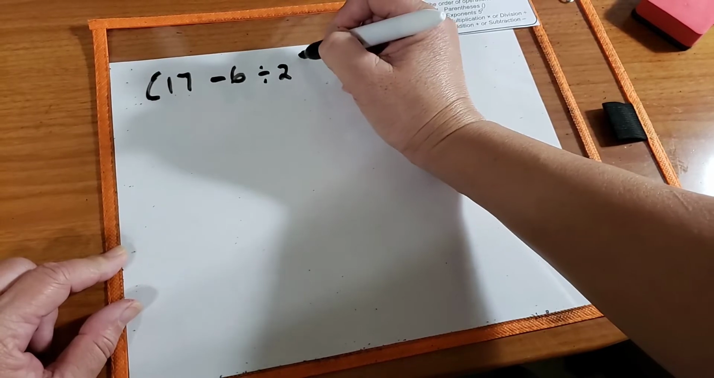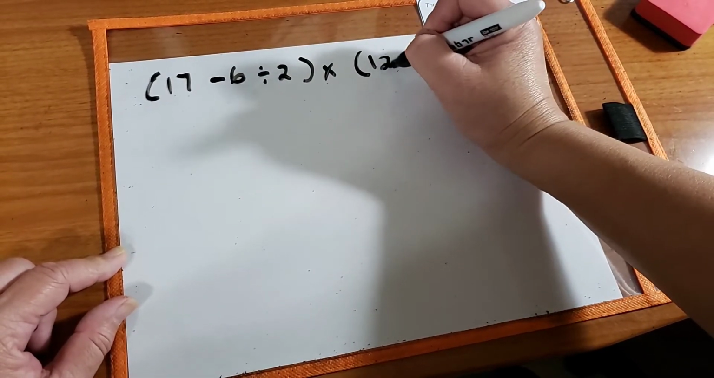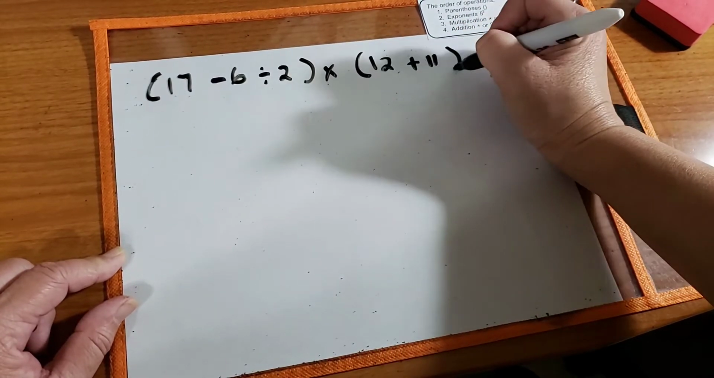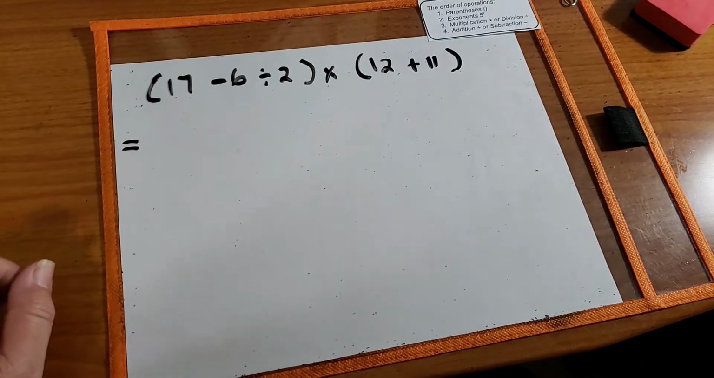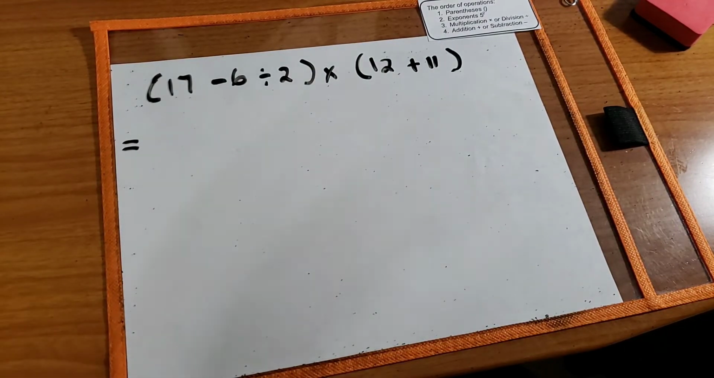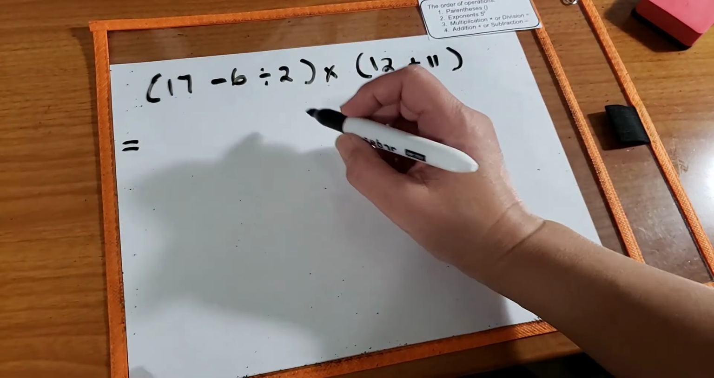Divided by 2. Multiply, in a parenthesis, 12 plus 11. Alright, now I'm going to do what in the parenthesis first. Since it's minus, we're going to do it last, right? We're going to do the division first.